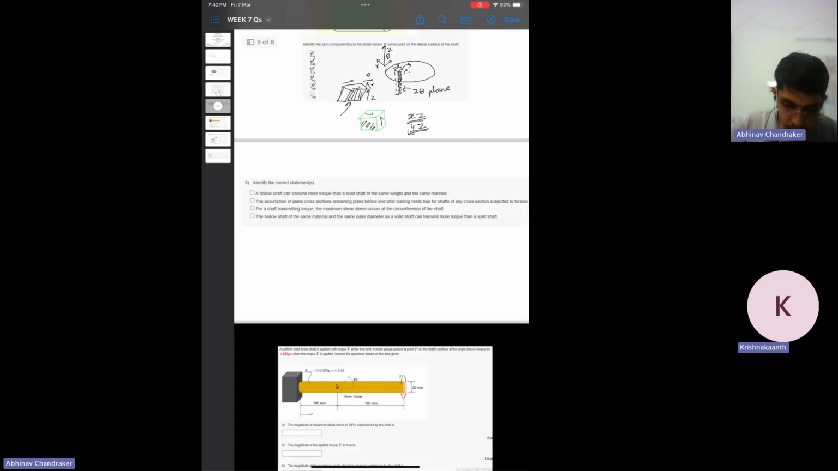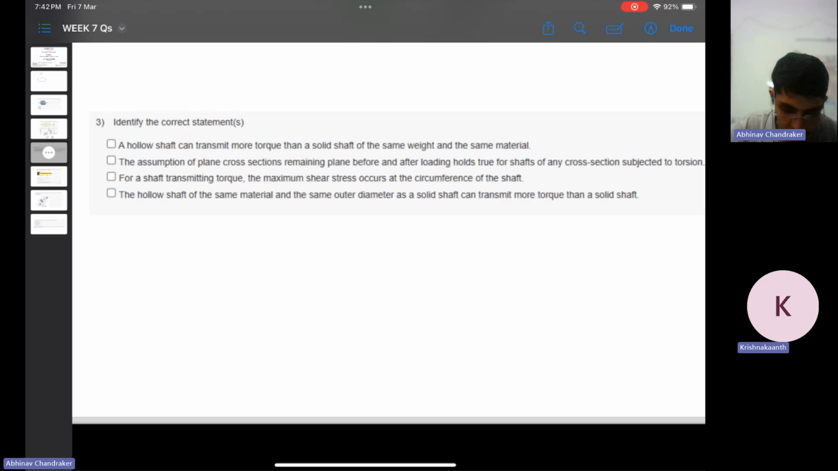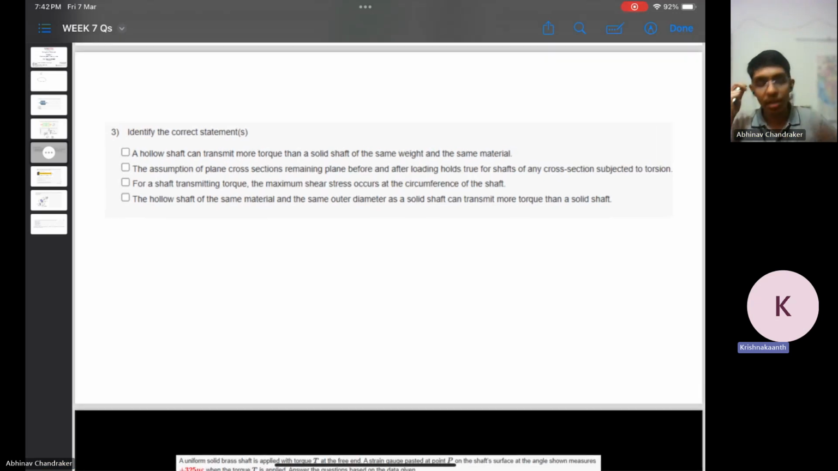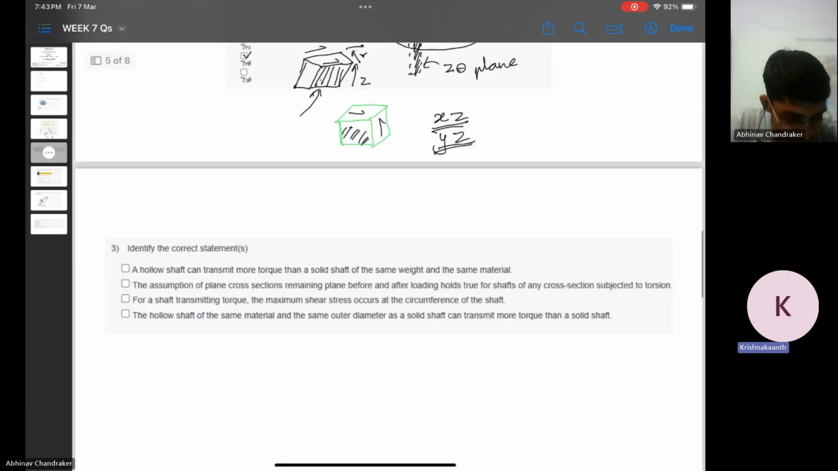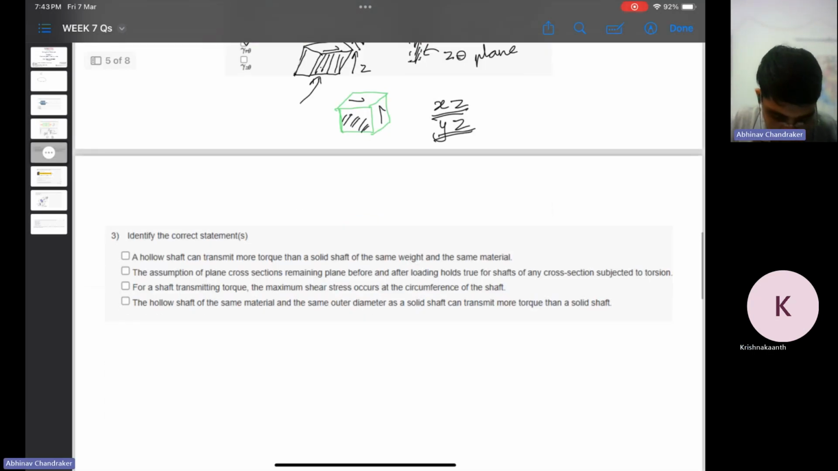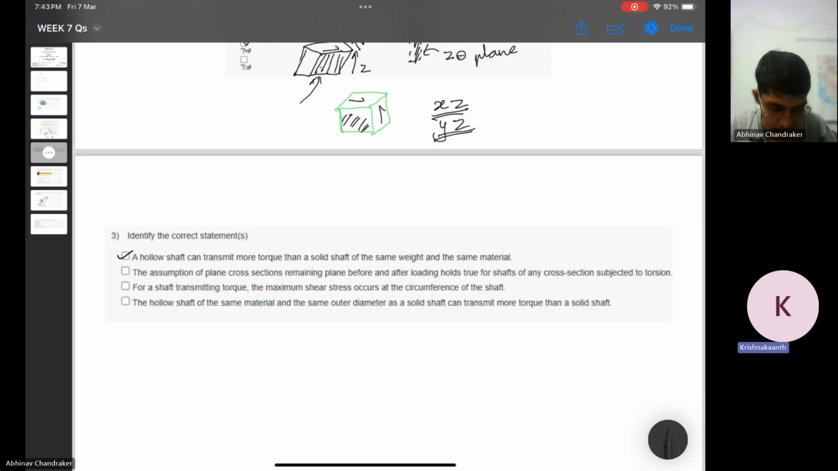Okay, next question. Identify the correct statements: a hollow shaft can transmit more torque than a solid shaft at the same weight. Yes, one is correct. The assumption of plane cross section remaining plane before and after loading holds true for shafts of any cross section. Two is wrong.